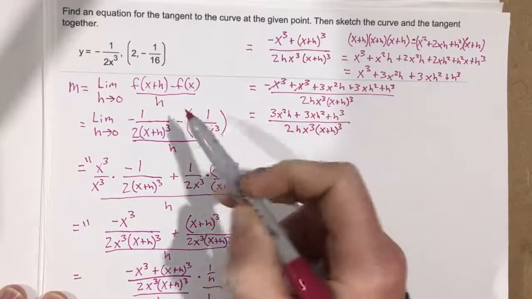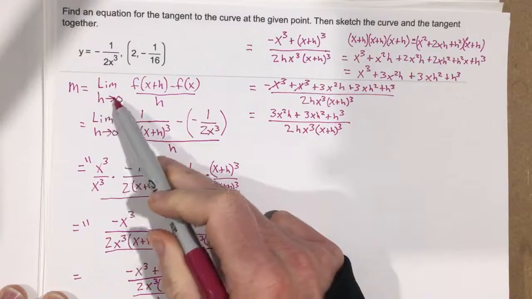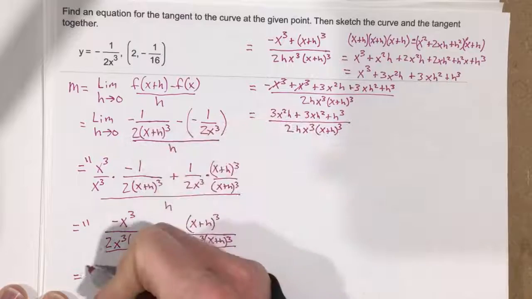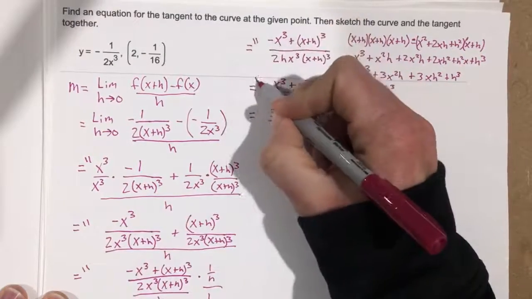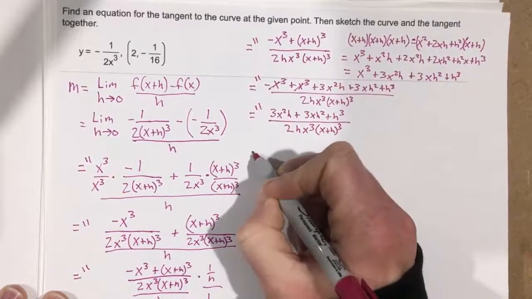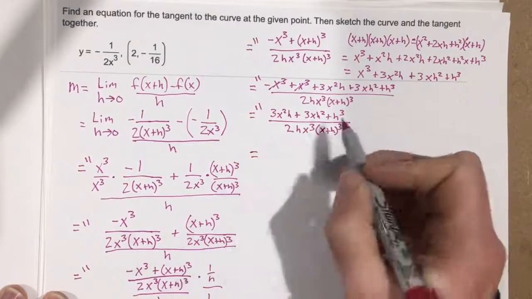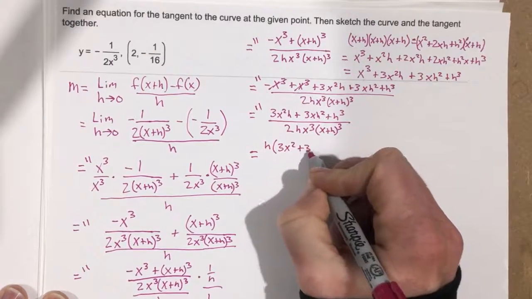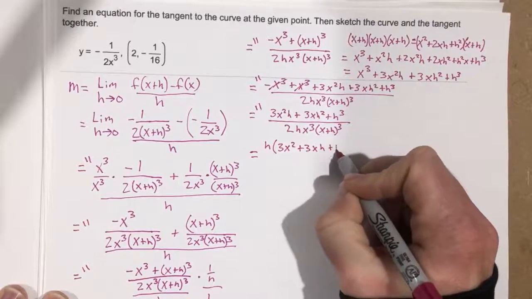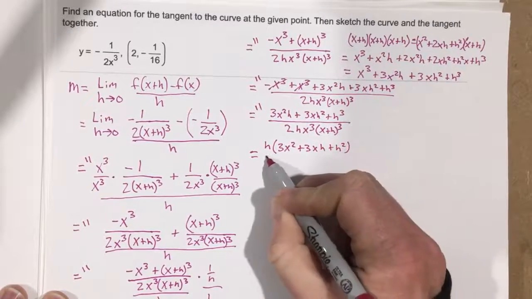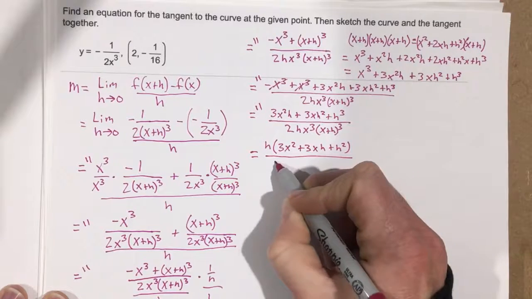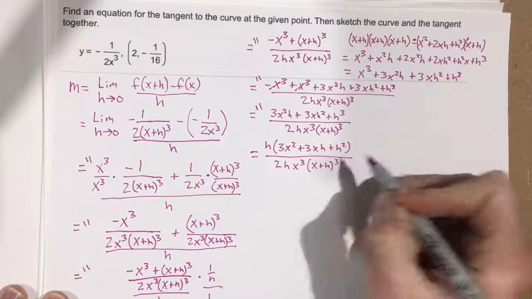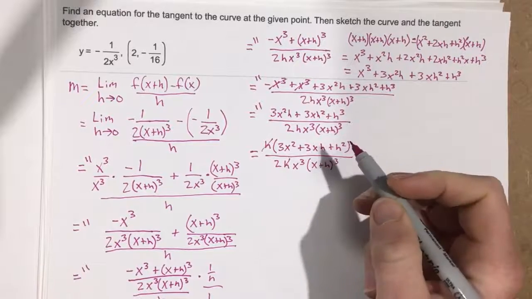And maybe I should have mentioned this earlier, but our whole goal, because we have to plug in 0 for our limit, is to get h canceled out of the denominator. I forgot to put some dittos on this, so I'm just going to put dittos with that limit. So equals, I'm going to factor an h out of the top, so it's h times (3x squared plus 3xh plus h squared) all over 2h x cubed (x plus h) cubed. We can cancel this h out, which was our goal.